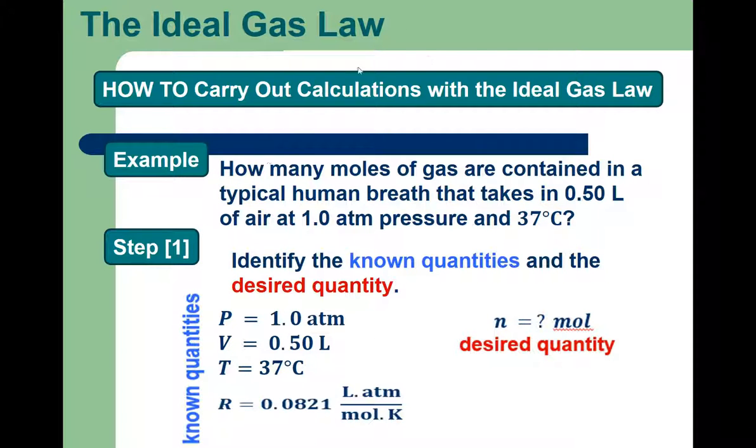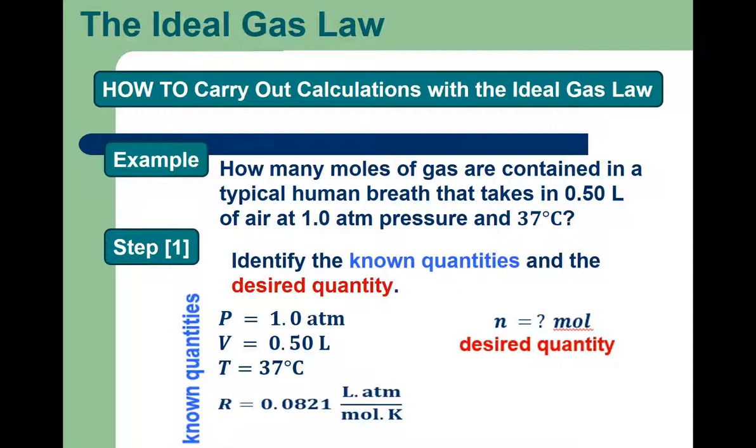Okay, so let's go through an example: how to carry out calculations with the ideal gas law. If we have a problem that says how many moles of gas are contained in a typical human breath. I don't think you guys have this example written down, so if you want to put it on a different piece of paper, you're welcome to, because I added those after. You do have it? Okay, awesome. The first step is to identify the known quantities.